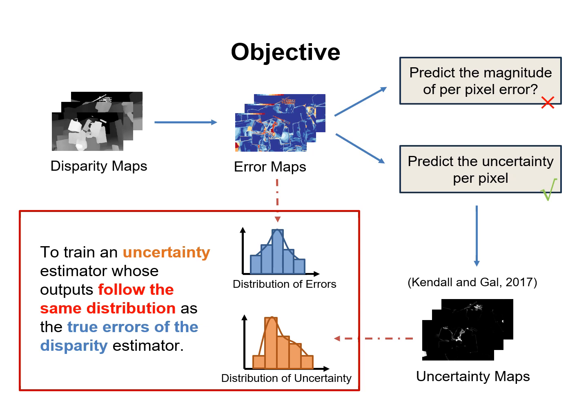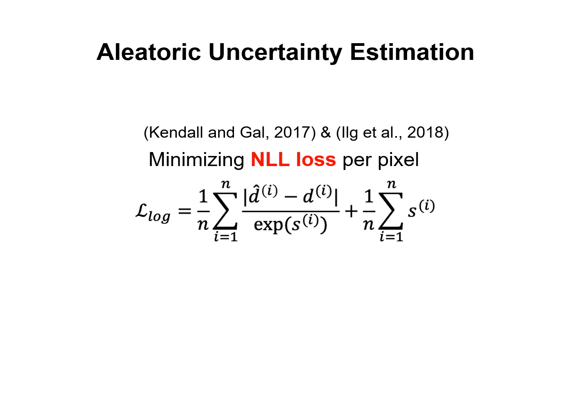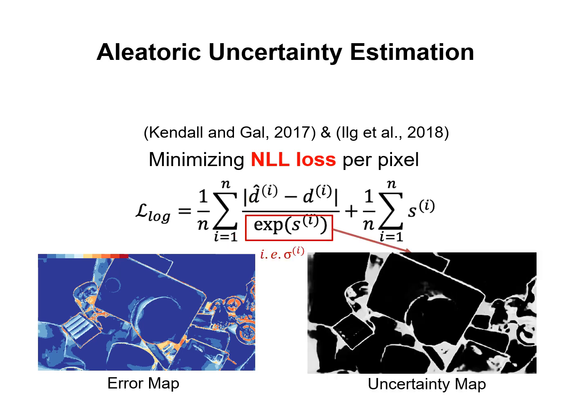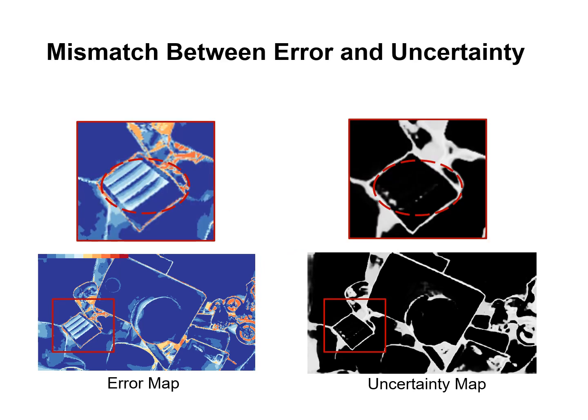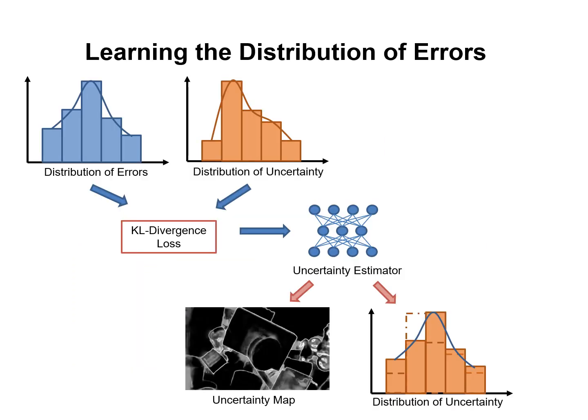A desirable objective is to train an uncertainty estimator whose outputs follow the same distribution as the true errors of the disparity estimator. We start with a quick review of the negative log likelihood loss proposed by Kendall and Gal that also estimates the aleatoric uncertainty per pixel. The numerator is the disparity error, while the denominator and the regularizer refer to the uncertainty. For numerical stability, we train the network to predict the log of the uncertainty scalar. Mismatching between the error and uncertainty occurs when we only train the network with NLL loss. Instead, we propose to additionally learn the distribution of errors and then supervise the uncertainty estimator via KL divergence loss to enhance the precision of the uncertainty estimation.